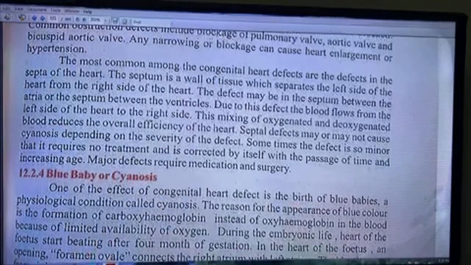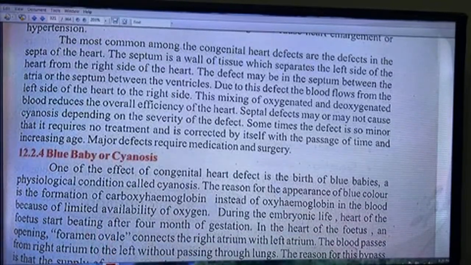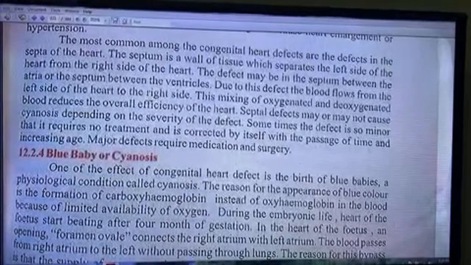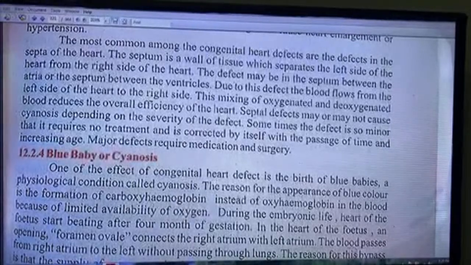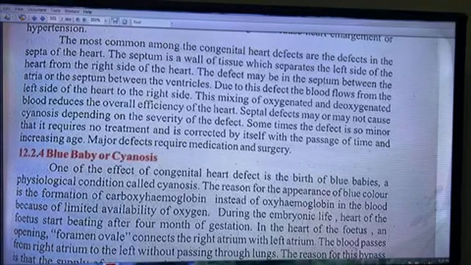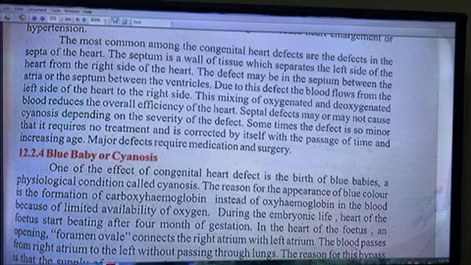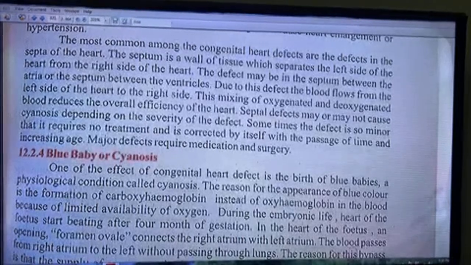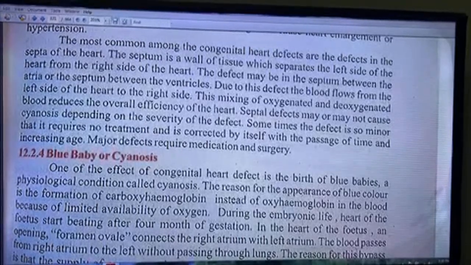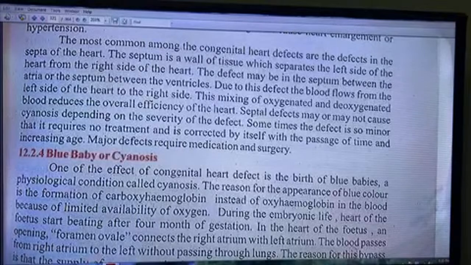The most common among the congenital heart defects are the defects in the septa of the heart. The septum is a wall of tissue which separates the left side of the heart from the right side of the heart. The defect may be in the septum between the atria or the septum between the ventricles. Due to this defect, blood flows from the left side of the heart to the right side, thus mixing oxygenated blood and deoxygenated blood and reducing the overall efficiency of the heart. Septal defects may or may not cause cyanosis depending on the severity of the defect.